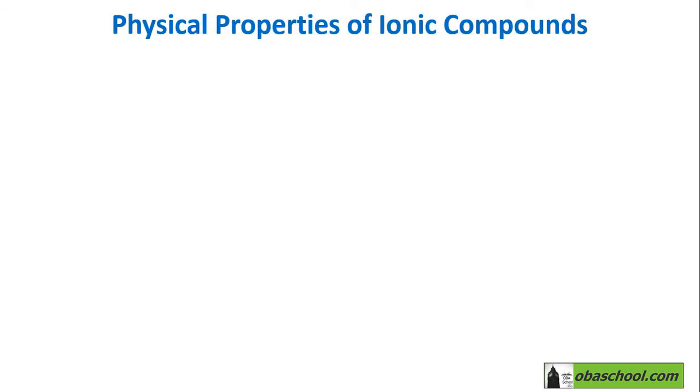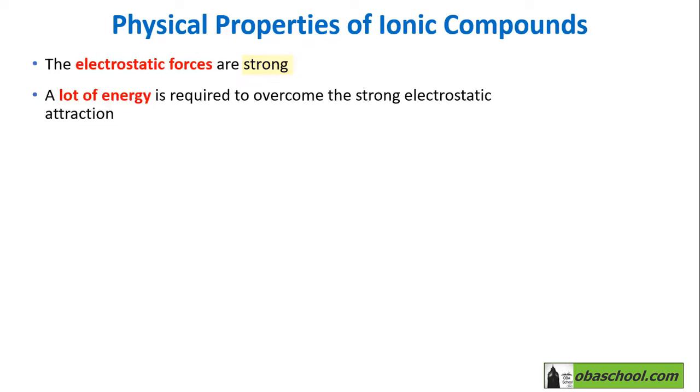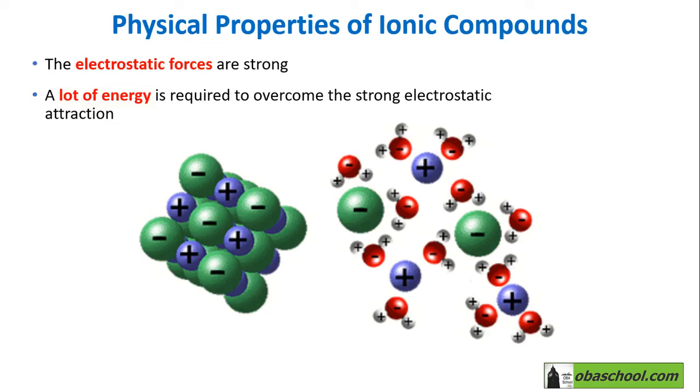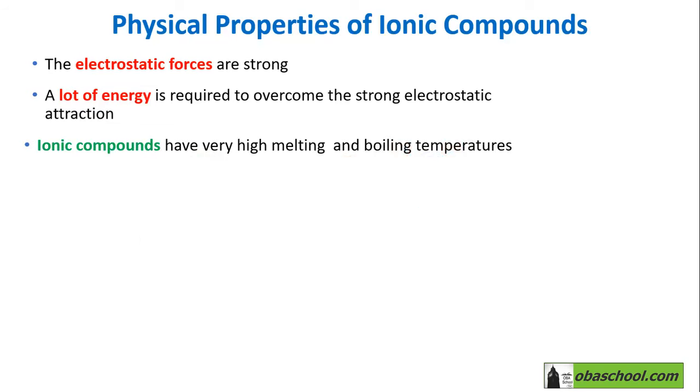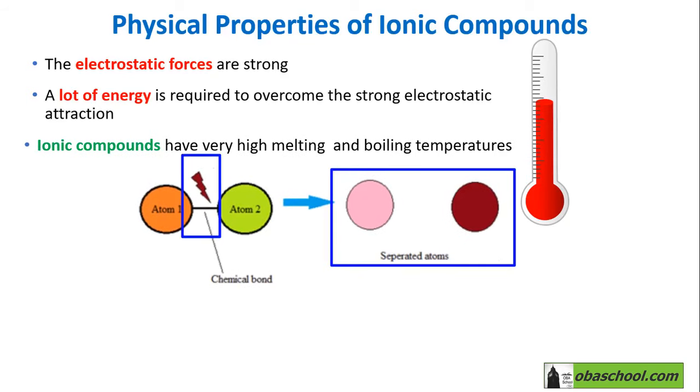Now we're going to discuss the physical properties of ionic compounds. The electrostatic attraction forces between oppositely charged ions are strong, and a lot of energy is needed in order to overcome these forces to separate the ions and cause the substance to melt. That's why ionic compounds have very high melting and boiling temperatures, because we need very high temperatures in order to break down these strong electrostatic forces.